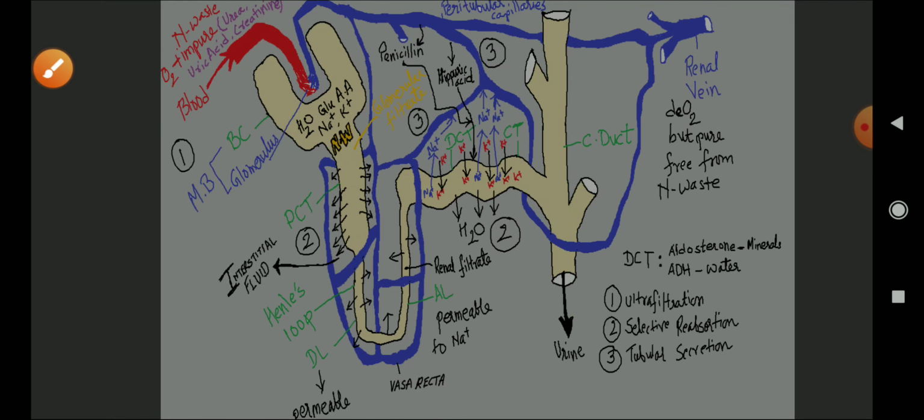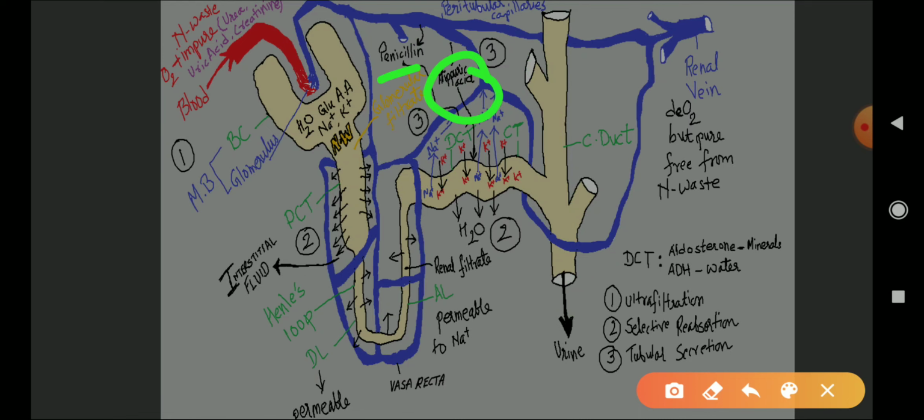As well as certain poisonous substances like hippuric acid and drugs like penicillin are extracted from the peritubular capillaries and supplied into the DCT, collecting tubule and the collecting duct for the further formation of urine. That is known as tubular secretion. Secretion made by the tubules of nephron.